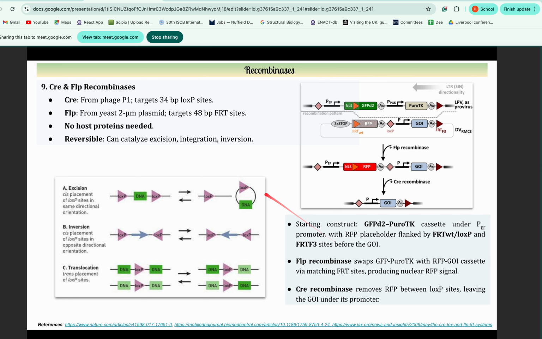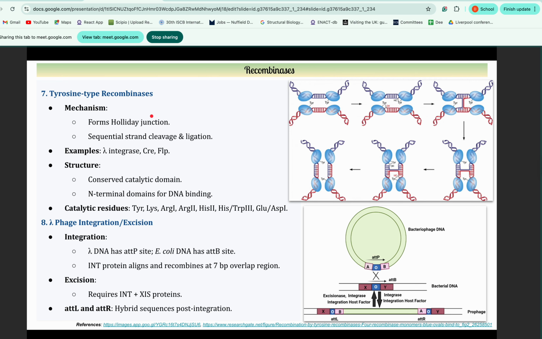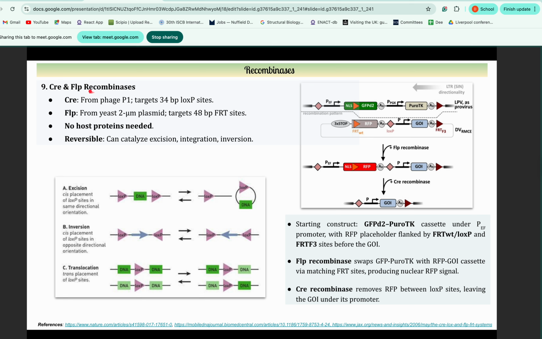Okay, now we'll talk about Cre and FLP, which come under the tyrosine type recombinases only. Cre is majorly used in different genetic experiments in mice models. Cre is obtained from phage P1, which targets the 34 base pair LOXP sites. What it does is identify the LOXP site and then specifically cleave that region.